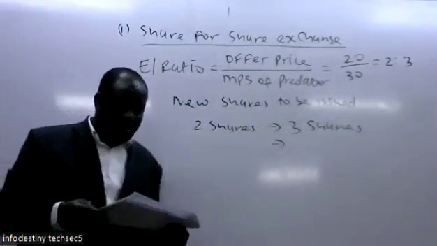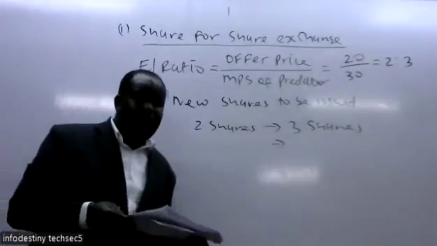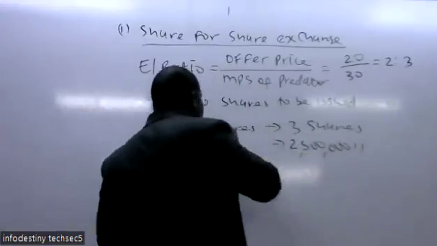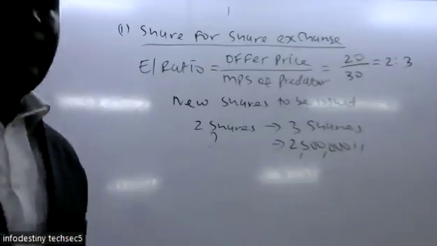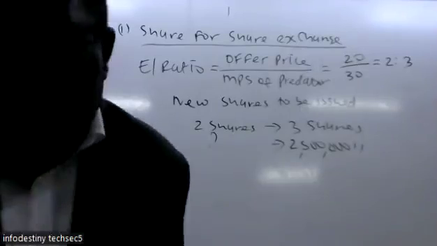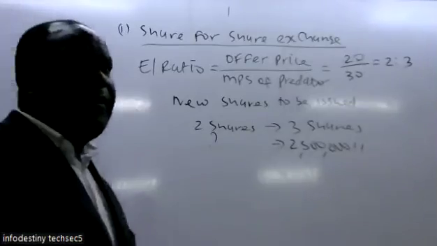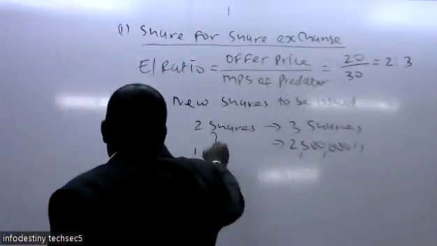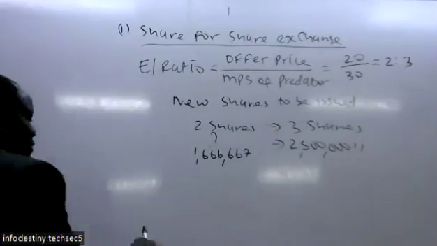So the target is NAIROBI Limited. How many shares does NAIROBI Limited have? The number of ordinary shares of NAIROBI is 2.5 million. So how many shares will be issued when you cross multiply? We need to get the number of shares to be issued. This one million is 66. So we give them that order. Now after that, we can calculate.